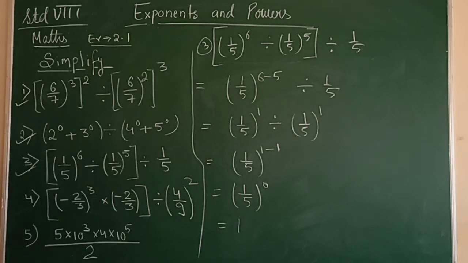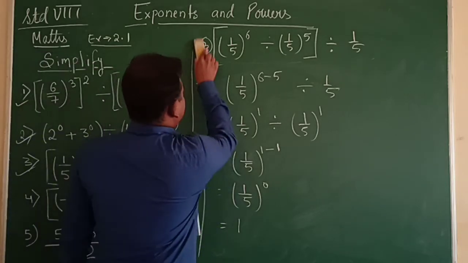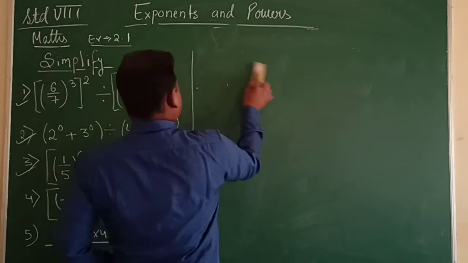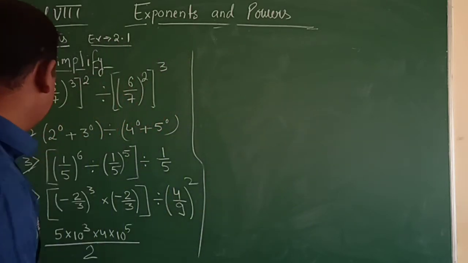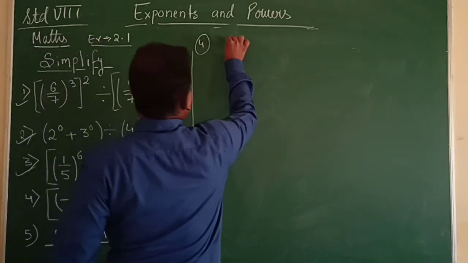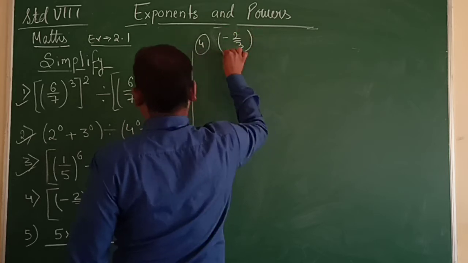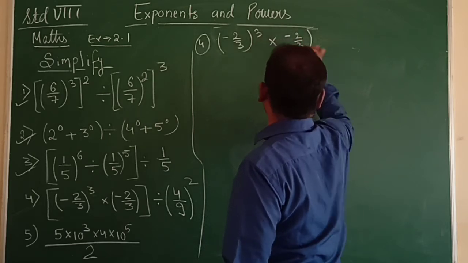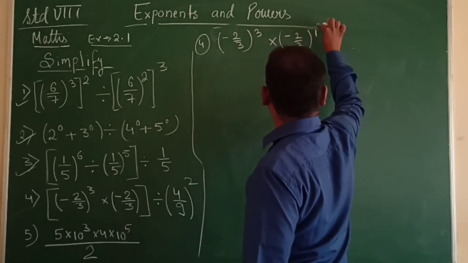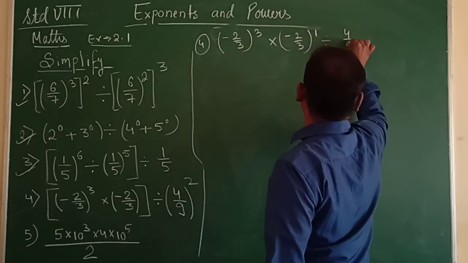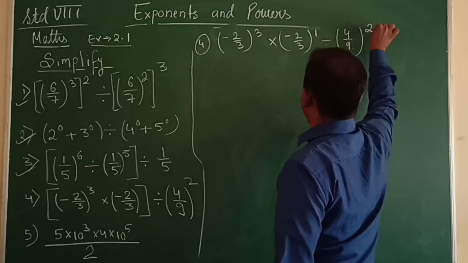Now we will do our fourth question. Okay, let's do the fourth one. So let me write the question. Fourth is (-2/3) to the power 3 multiplied by (-2/3) to the power 1, okay, then divided by (4/9) to the power 2.